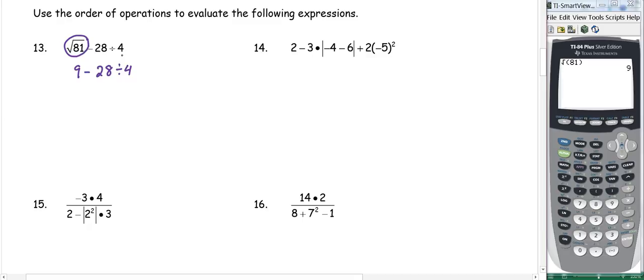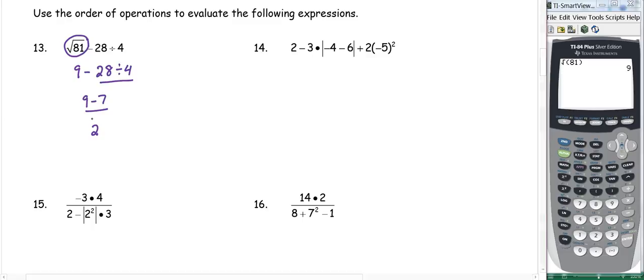So now I'm in my third step. Do I see any multiplying and dividing? I do see a division, which I need to do first. So 28 divided by 4 is 7. So 9 minus 7 is 2.